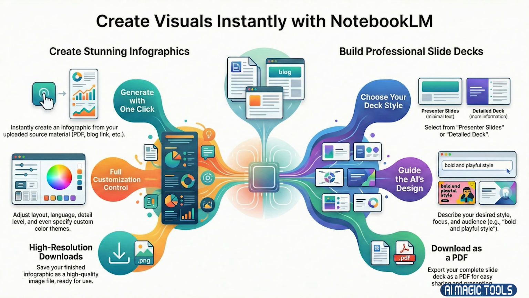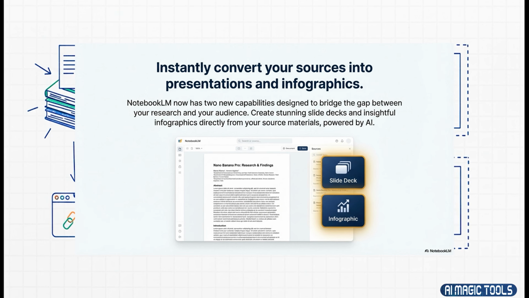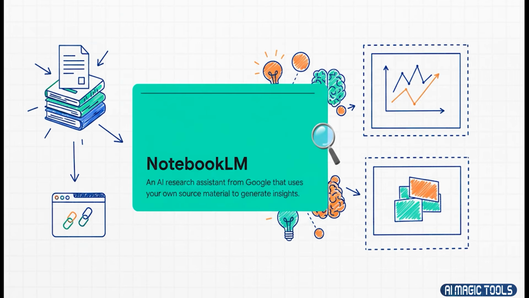The tool at the heart of all this is called NotebookLM. It's an AI research assistant from Google, and its superpower? It works directly with your documents. You upload a research paper, a web link, whatever you've got, and it helps you make sense of it. And just recently, it got this massive update with two, honestly, game-changing visual features.